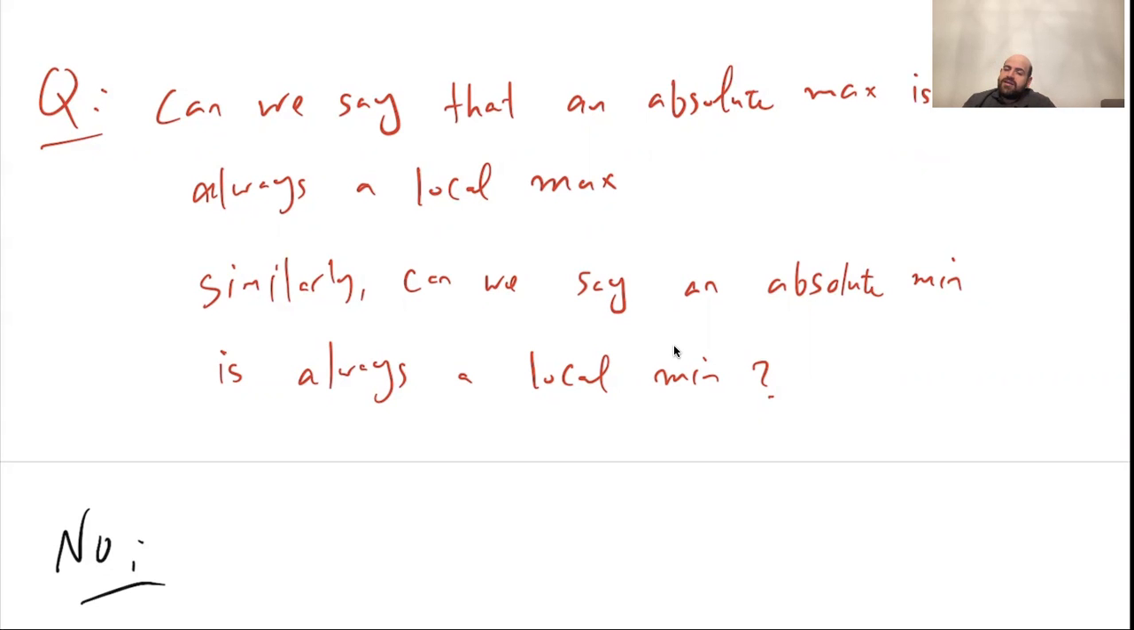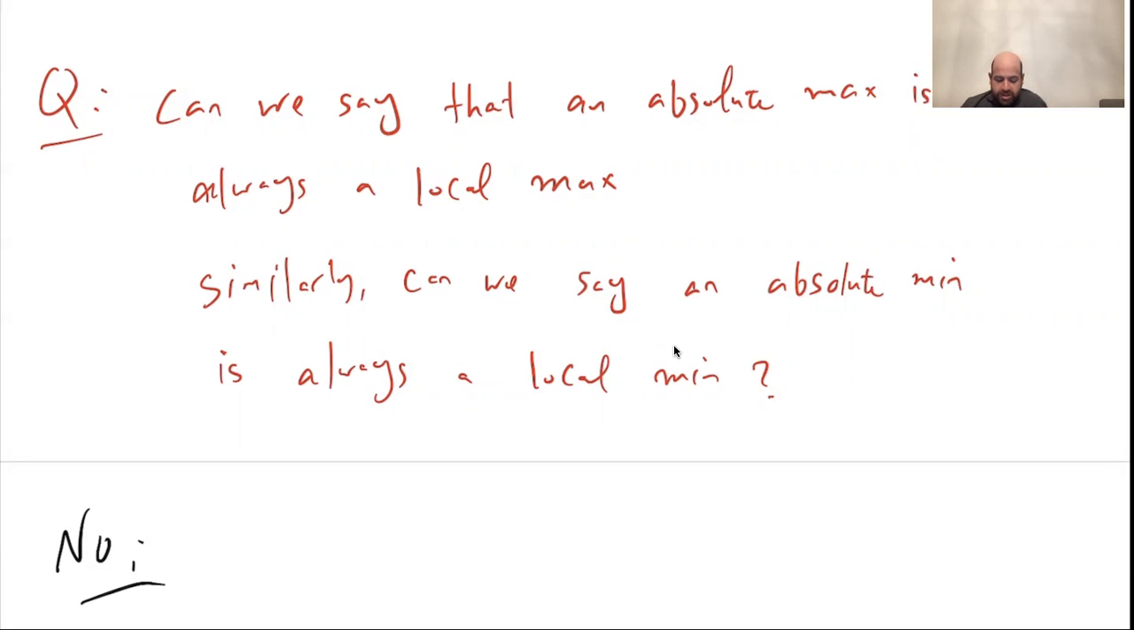But if absolute max is an end point, then the function is not defined around that point at the left and right of that point. So in that case, absolute max will not be a local max. But otherwise, if the absolute max is not an endpoint, then it will be a local max as well.